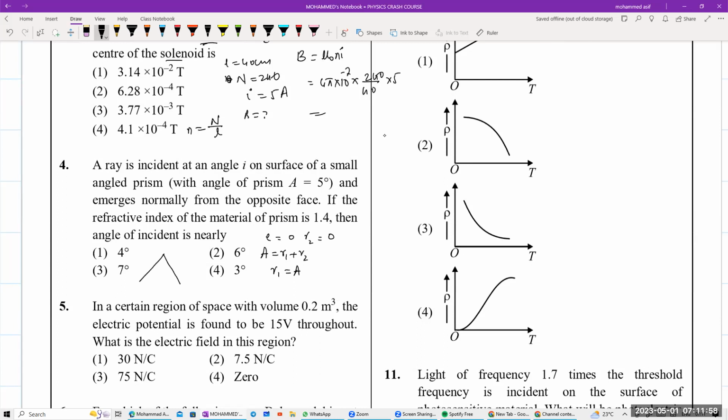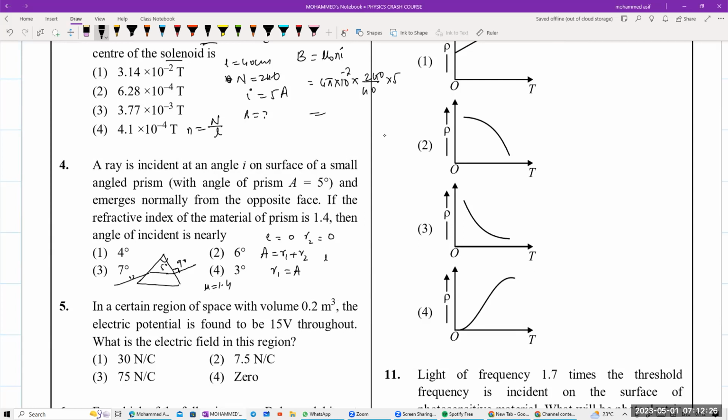Now apply the Snell's law when a ray of light is been incident on a prism like this, on a small angled prism, 5 degrees. This one is been incident on this one and it is moving on the opposite face normally to this one. और इसके साथ ये angle बना रही है 90 degrees. ठीक है ना? The refractive index of the prism is given, mu is equals to 1.4. Then angle of incident is nearly how much?